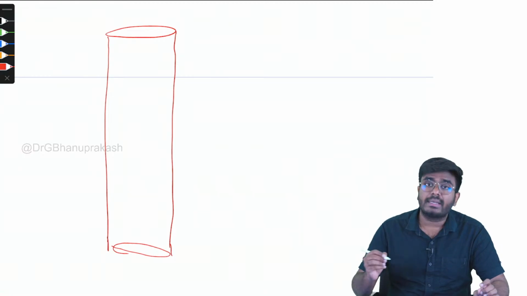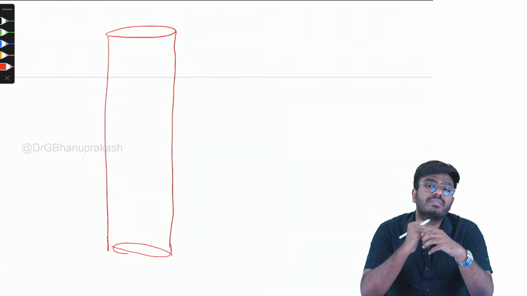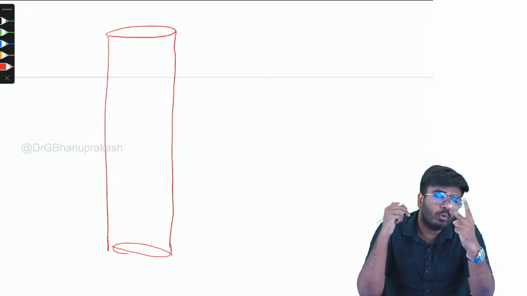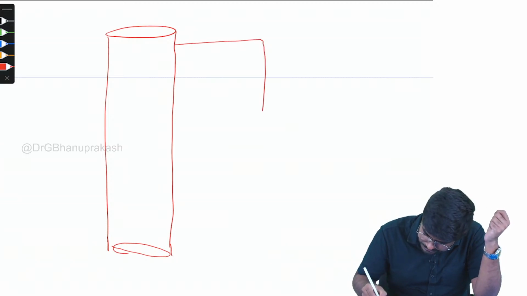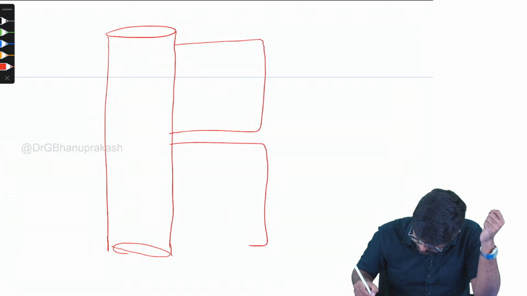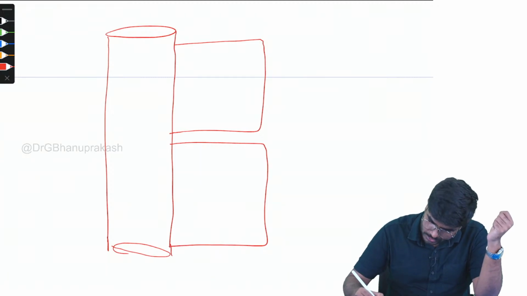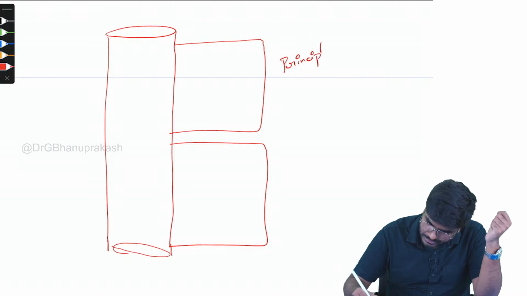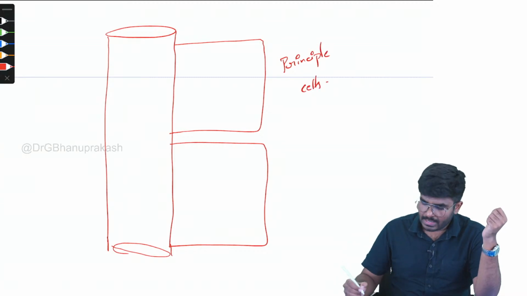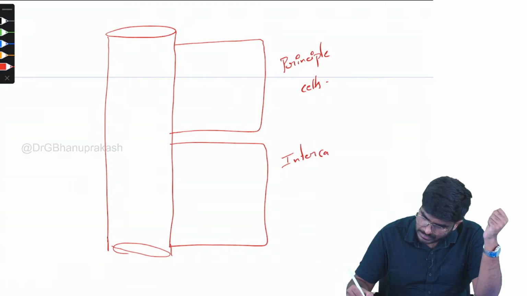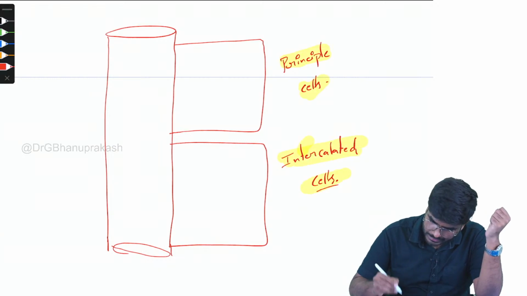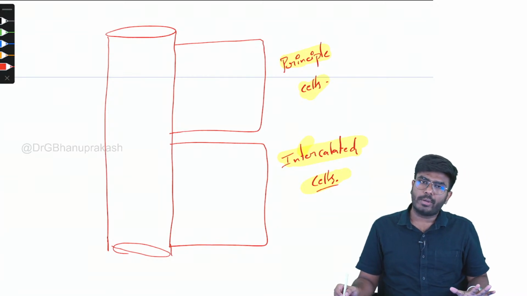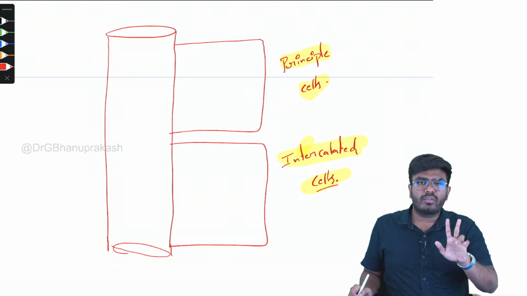Now on this collecting duct, how many types of cells are there? Can you name them? There are two important types of cells on the collecting ducts. The first type of cells are principal cells, and the second type of cells are intercalated cells. Two different types of cells. Okay, so the collecting duct has two different types of cells.